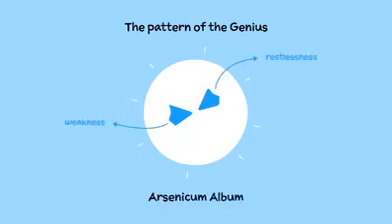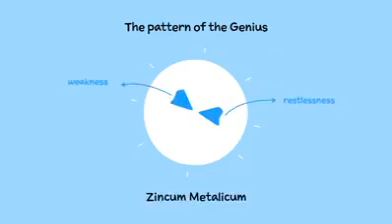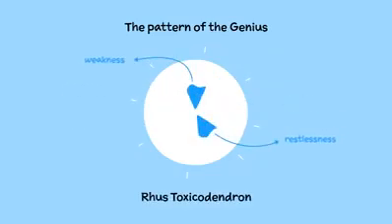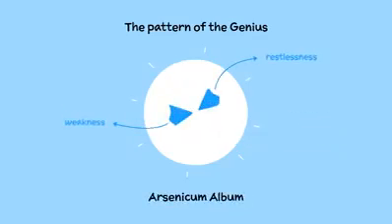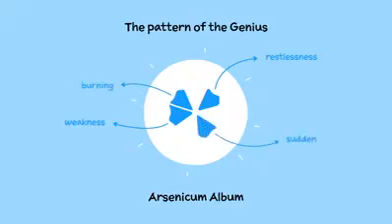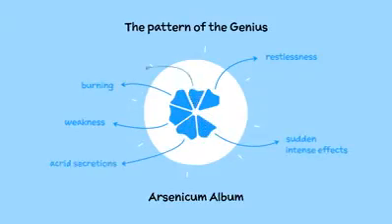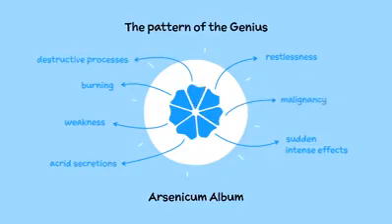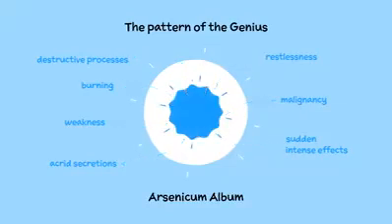However, such an oversimplified expression can create confusion, because such a genius would describe several other remedies, like zincum metallicum and rus toxicodendron. In order to make the genius relevant, we need to expand its expression to reveal the larger pattern of general traits of the remedy. For example, in our Symptom album, along with weakness and restlessness, we have burning, sudden intense effects, acrid secretions, destructive processes, and malignancy. Altogether, these form the pattern which is the genius of our Symptom album.